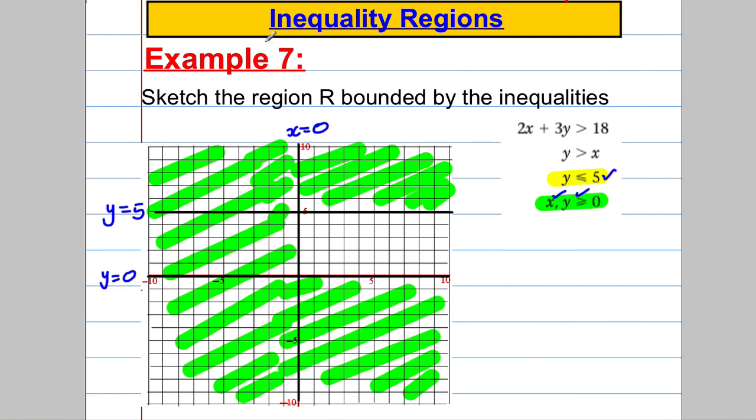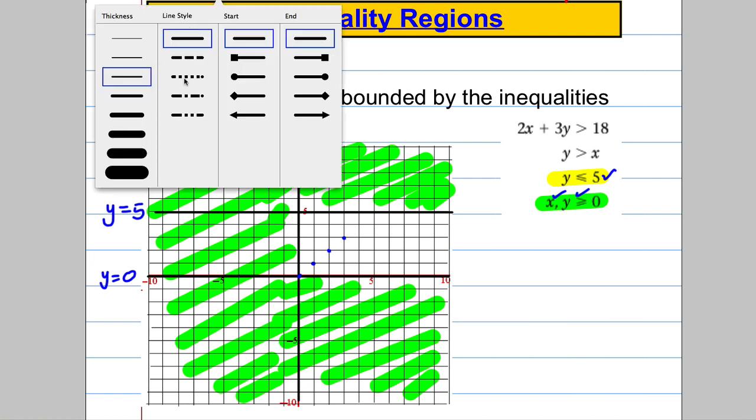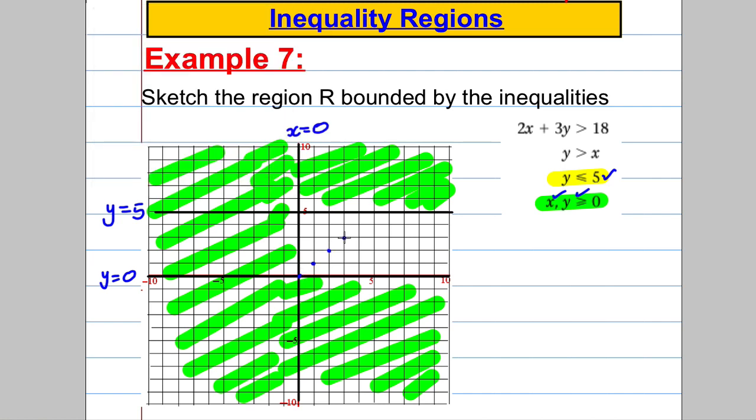Now we want y is bigger than x. So we draw the line y equals x, which is quite easy. It goes through 0, 0. As it goes up 1, it goes along 1. It's just that line there. We want a dotted line here. Okay, we want a dotted line. Like that.